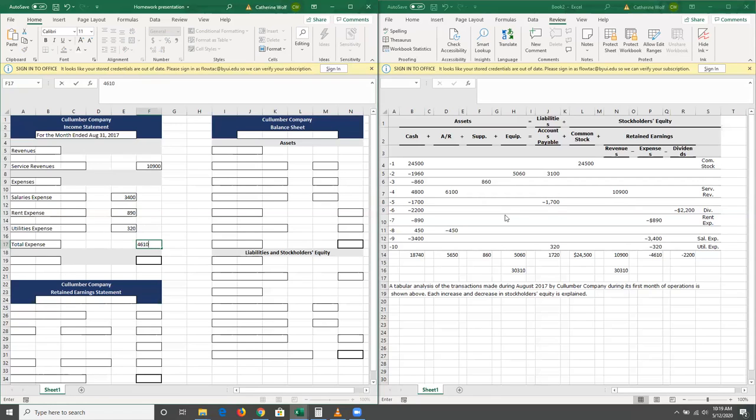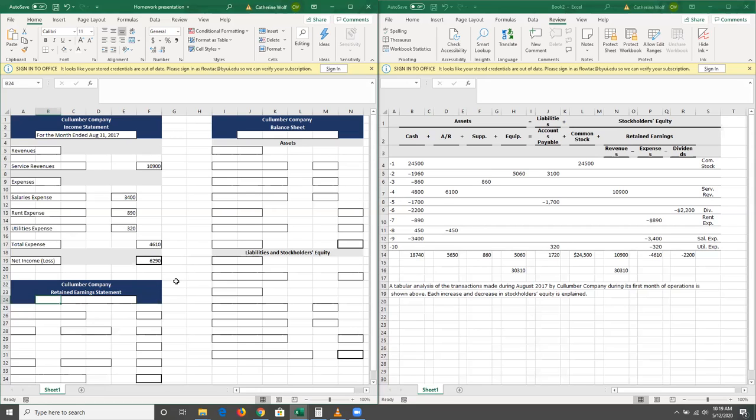And then you can also see when I added over here, it's the same thing over here, 4,610. All right, so then the last thing we put is net income, which is putting these together. So you're going to subtract 4,610 from 10,900, and then that equals $6,290.